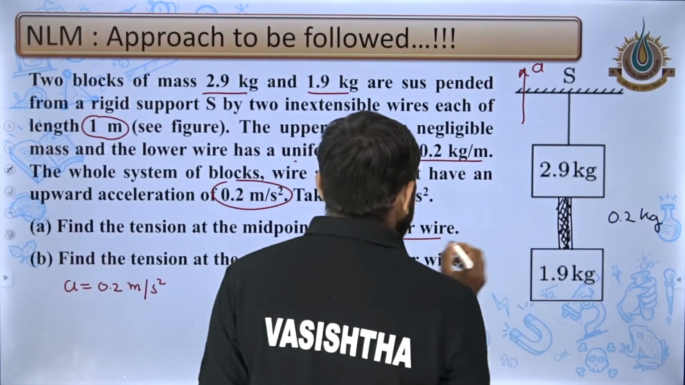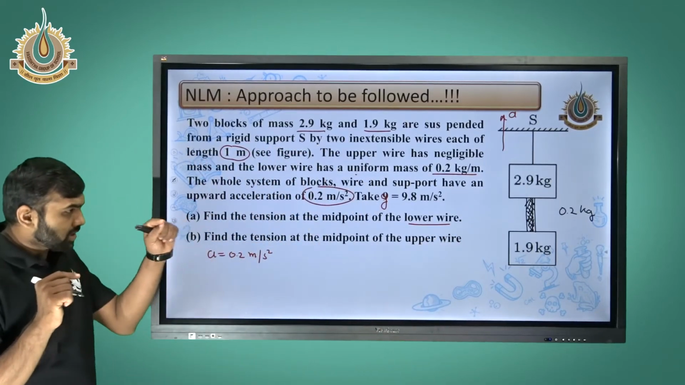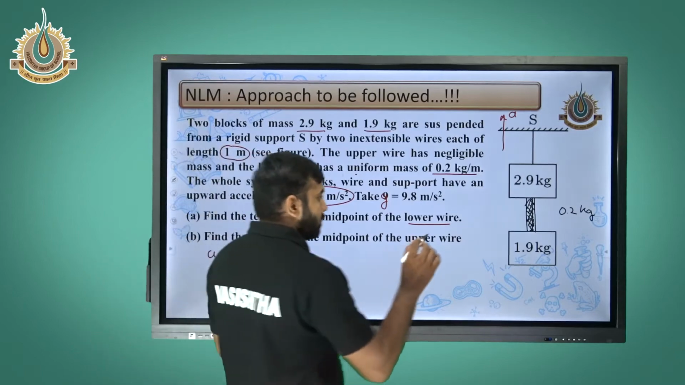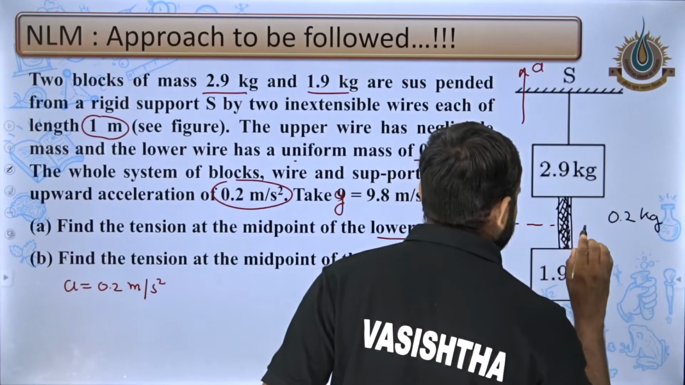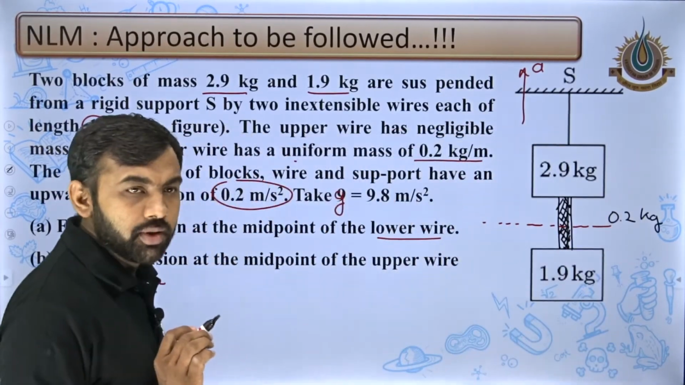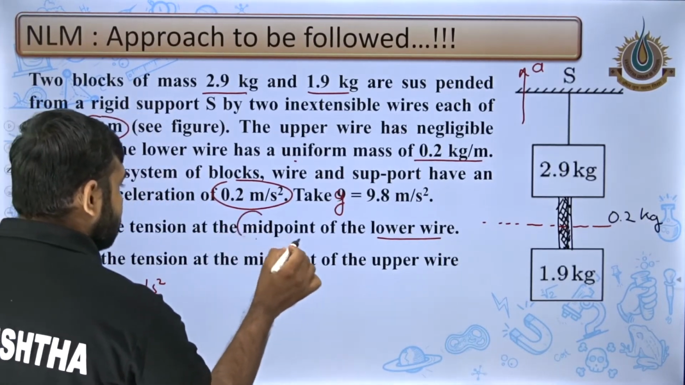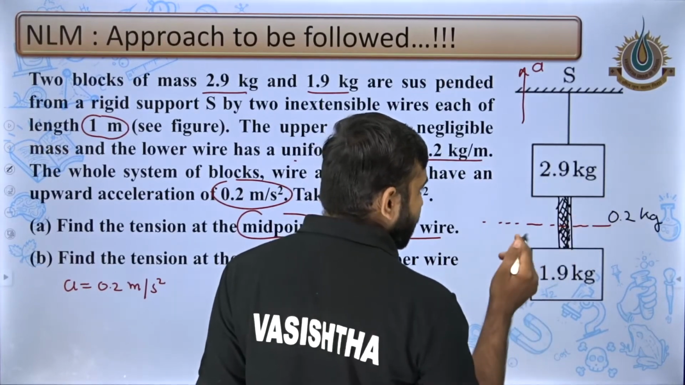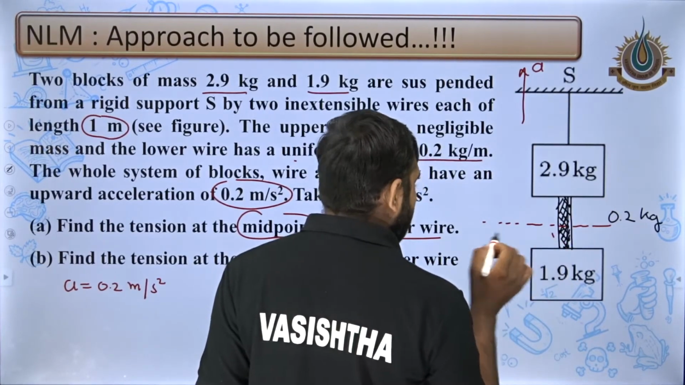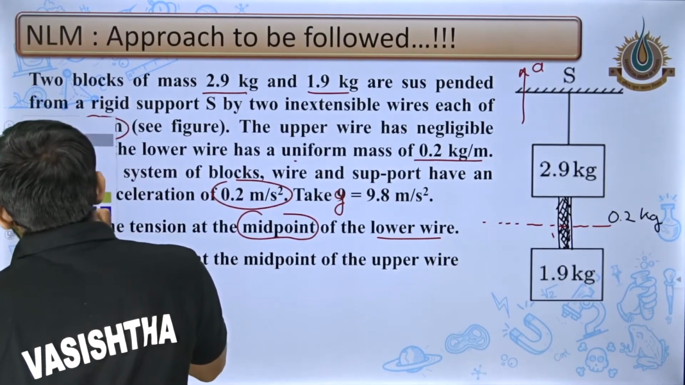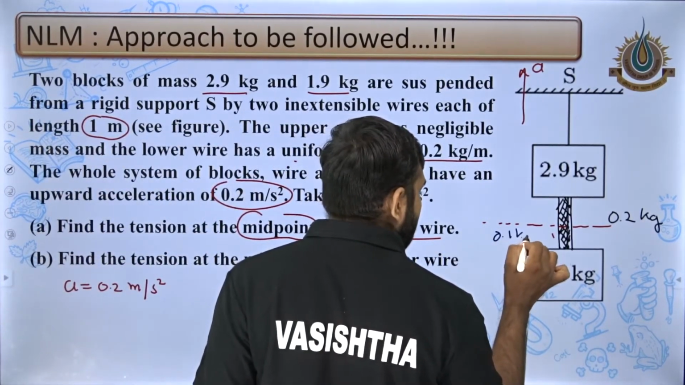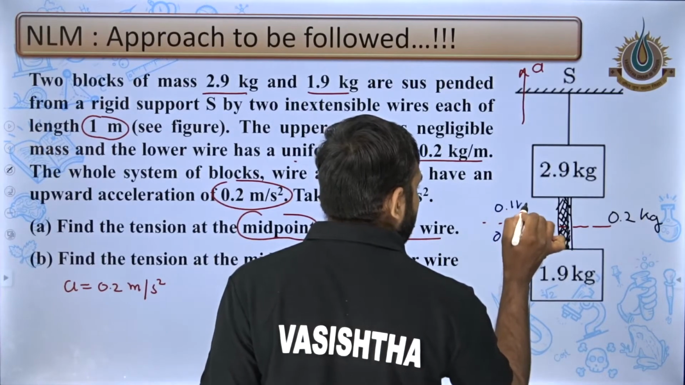So somewhere here. Wherever you have to find the tension, you just break the system over there and apply Newton's second law, nothing else. So let's break the system at the midpoint of this wire. If it is the midpoint, then half the mass will be lower and half will be upper. So 0.2 kg, so this one is 0.1 kg. What is the mass of this lower part? This is 0.1 kg and here it is 0.1 kg.